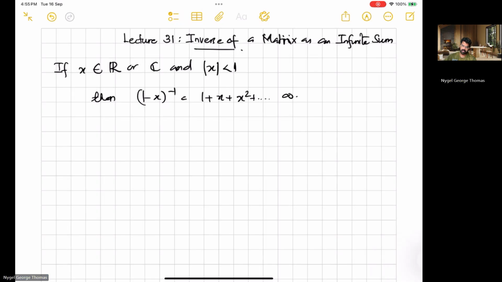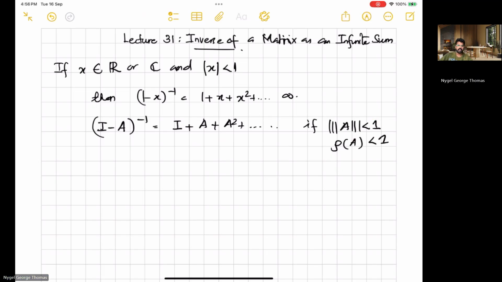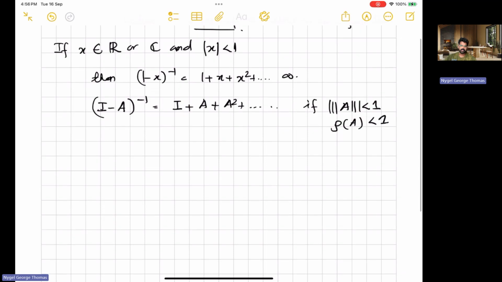Similarly, extending this idea, we can express (I minus A) inverse, if A is a matrix, as the identity matrix I plus A plus A squared plus etc., if norm of A is less than 1, or another way to say it is spectral radius of A is less than 1. So this is something we're trying to do, but we have to systematically prove that this can be used to find the inverse.